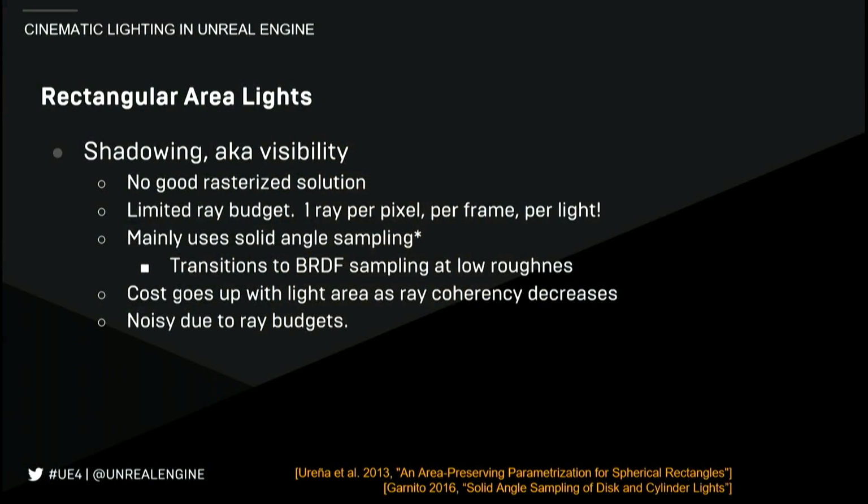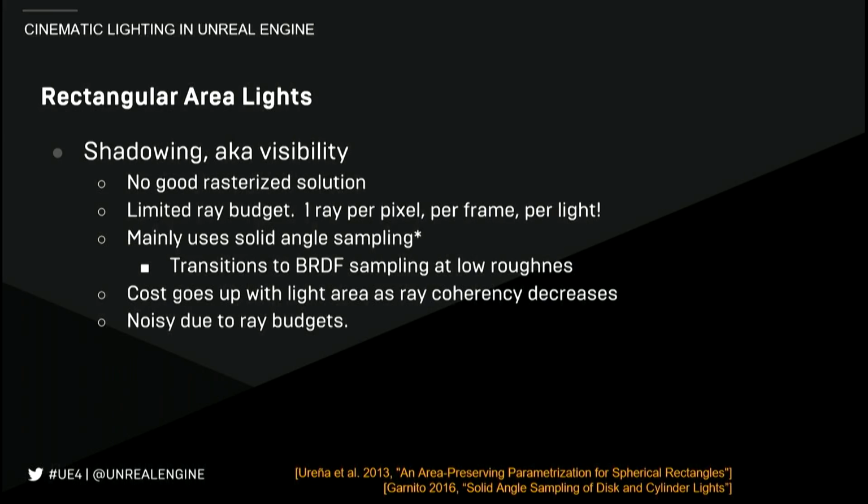All right, so let's talk about the actual shadowing portion, which is using the ray tracing. So there's really no good rasterized solution for this kind of effect. Like I said, you can keep the grid or whatever. In our case, we had a limited ray budget, about 1 ray per pixel per frame per light. It's important to note that the cost of the technique goes up with the size of the light area as your ray coherency decreases. One key effect is that the more coherent your rays are, the more performant they are. And because you only do 1 ray per pixel, as you can imagine, you might get a pretty noisy result.